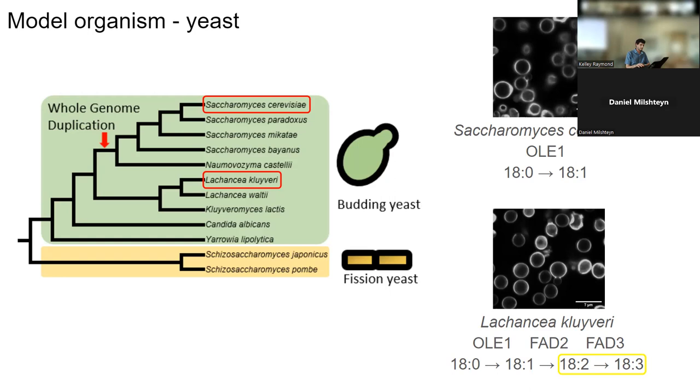One last thing is, for the Lachancea kluyveri, we've generated mutant strains where we've essentially knocked out these genes that are responsible for introducing those extra unsaturations. So we have strains of Lachancea kluyveri that are able to produce just one double bond, two double bonds, or three double bonds. So this also gives a deeper insight or more variability in the experiments that we can do.